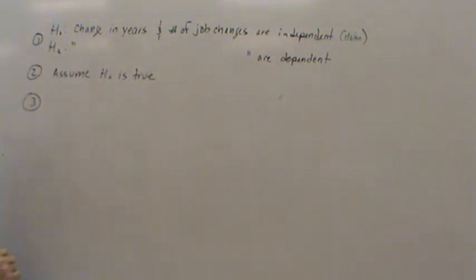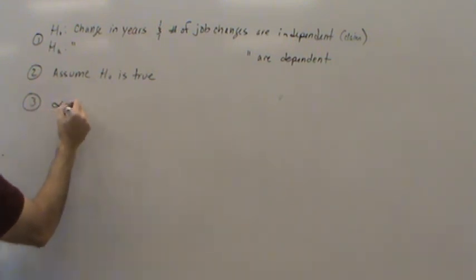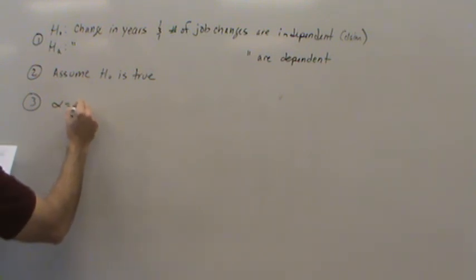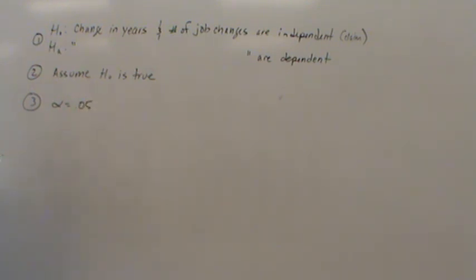Step 3, now, what is alpha level? Alpha level is, they don't tell us, so we're going to use 0.05. Now, what are the degrees of freedom for this table? Well, how many rows do we have? We have 1, 2, 3, 4, 5, 6, 7 sectors. So 7 categories for industry sectors. So that's 7 rows. And we have 3 columns for each year.